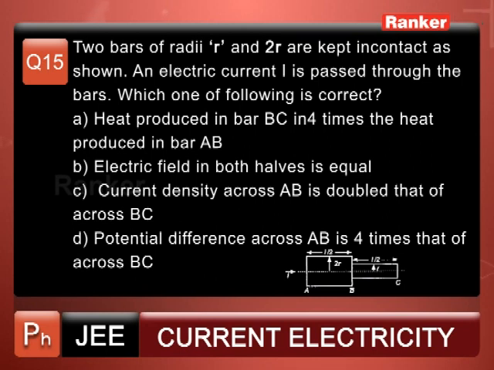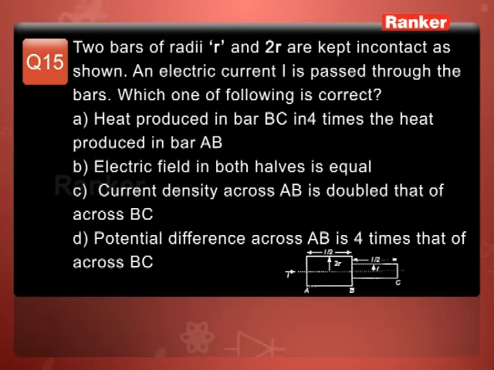An electric current is passed through the bars. Which one of the following is correct? He is just giving us 4 different options. Heat produced in bar BC is 4 times the heat produced in bar AB. That is the first option.